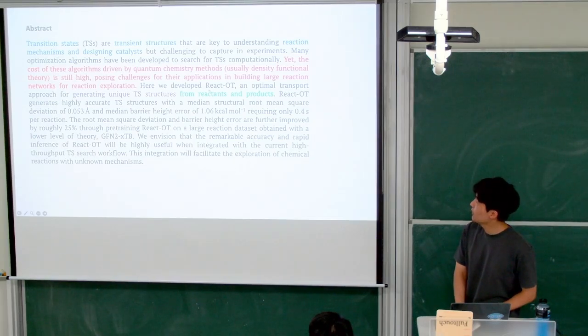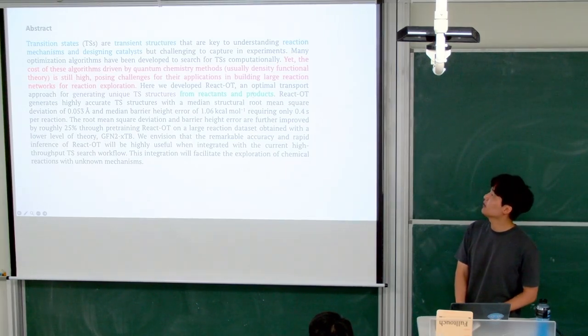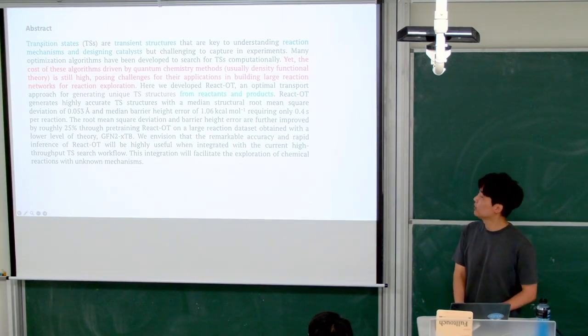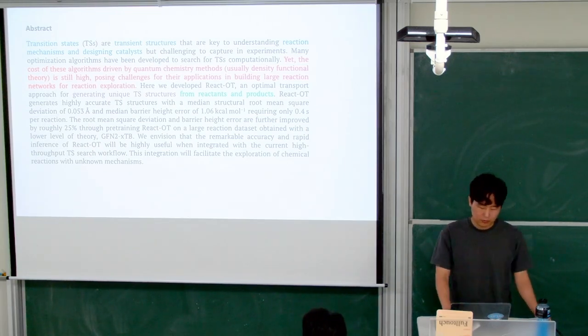So there are two states, reactants and the products. This is the before and after. Then in the intermediate state, there is something called the transition state, which is difficult to generate. That's the purpose of this method.